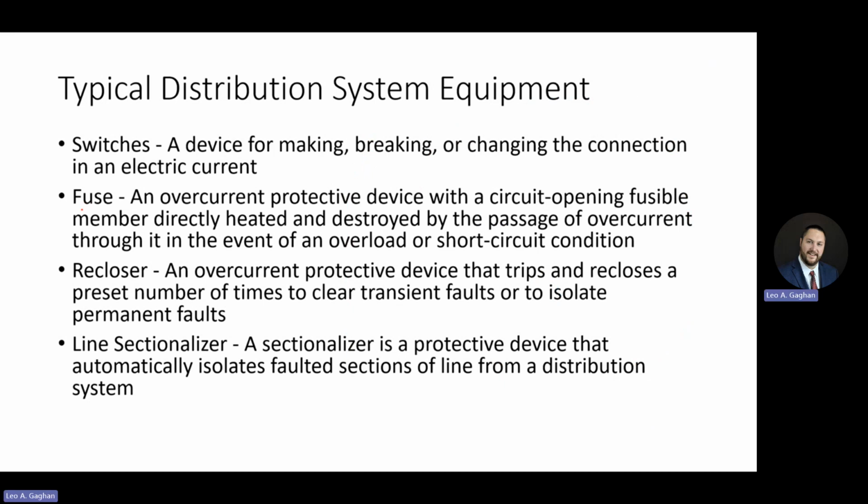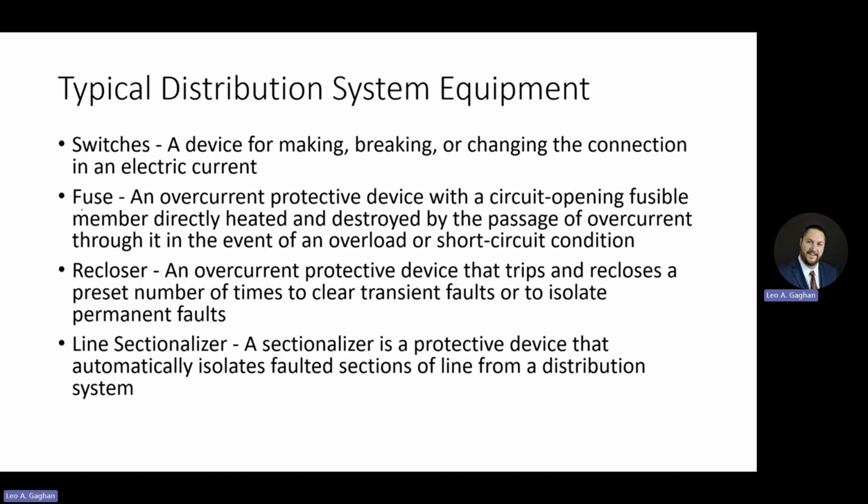So, typical distribution system equipment. Switches, fairly simple. A device for making, breaking, or changing the connection in electric current. You've got your load break switches. You've got switches that can't break load. They can almost, or let's just say they can never break fault current. So keep that in mind.